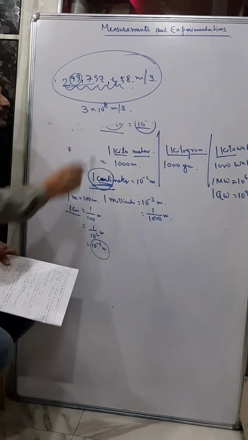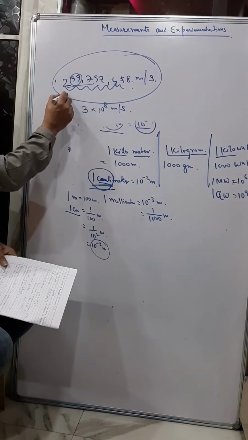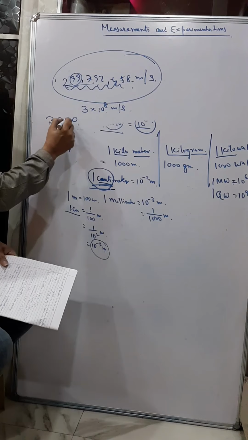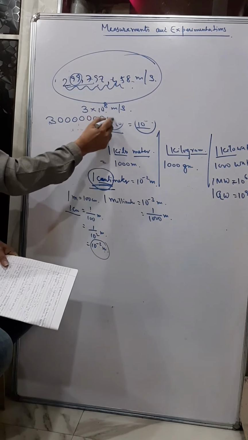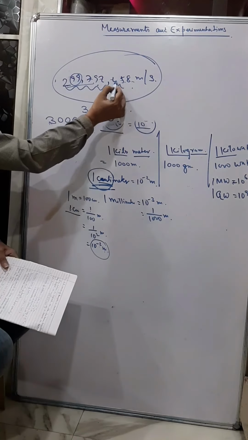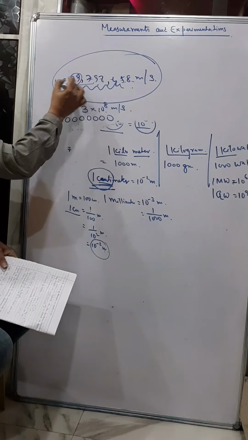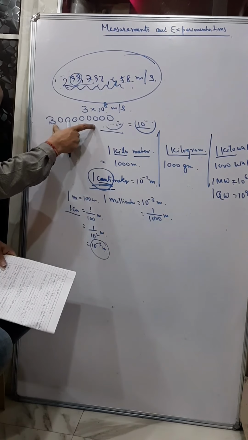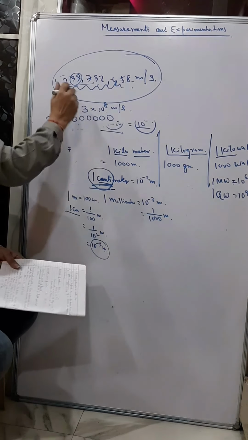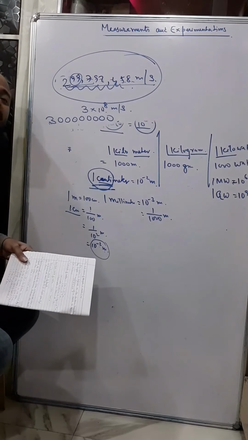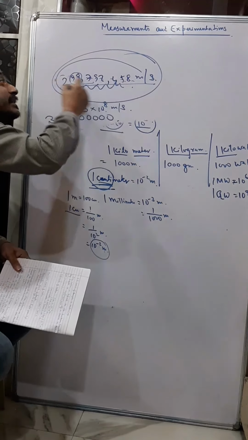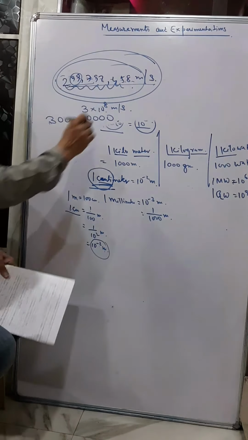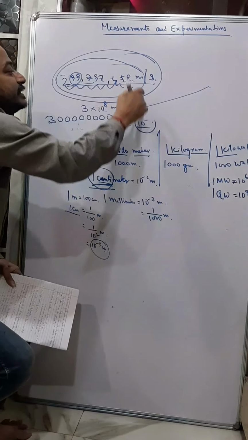Understand? So approximately we write 3 into 10 to the power 8, which means after 3 there will be 8 zeros. See, 1, 2, 3, 4, 5, 6, 7, 8. So that means 3 and then 8 zeros. This approximately we write. So what does this mean? This means that in 1 second light travels this much distance.